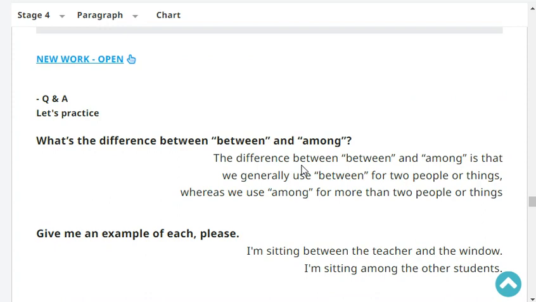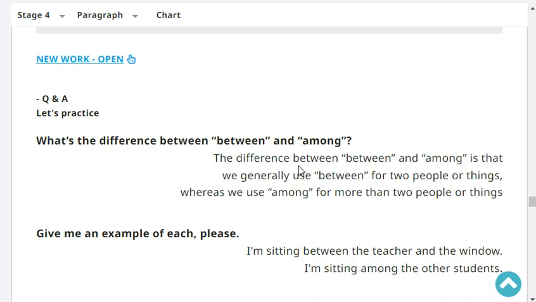What's the difference between and among? The difference between and among is that generally we use between for two people or things, whereas we use among for more than two people or things. Very good. Give me an example of each.